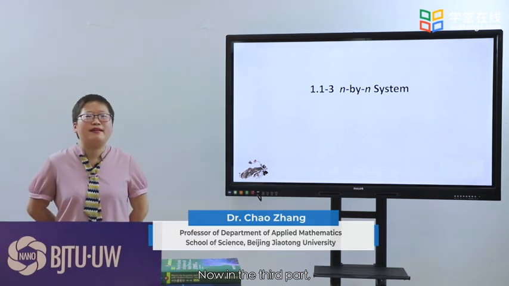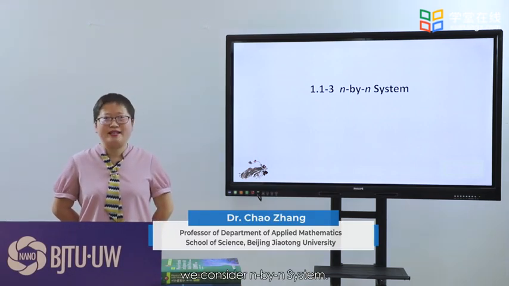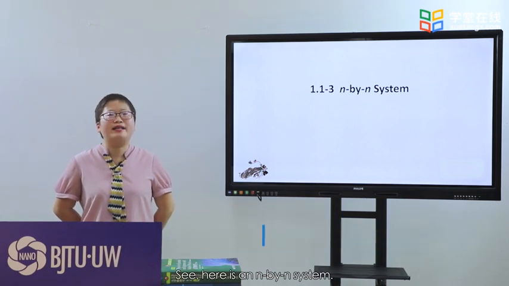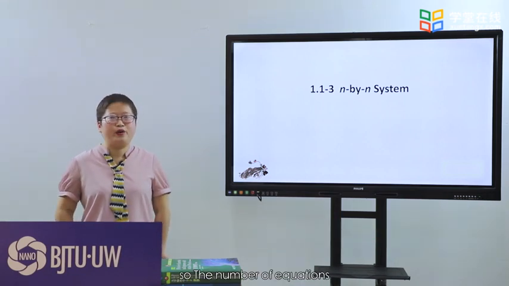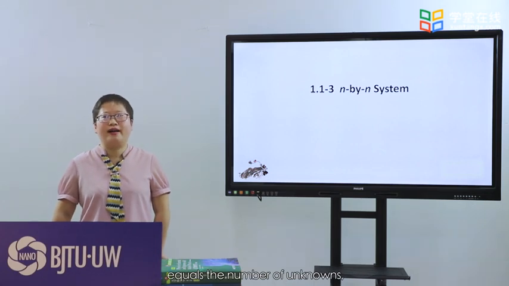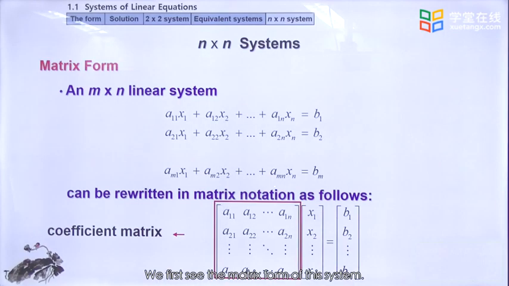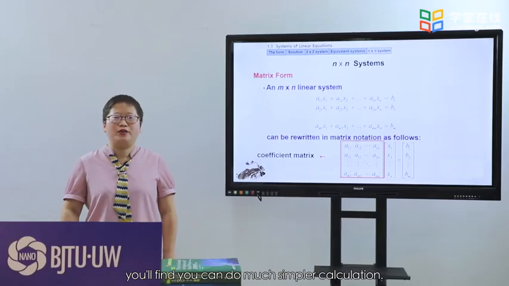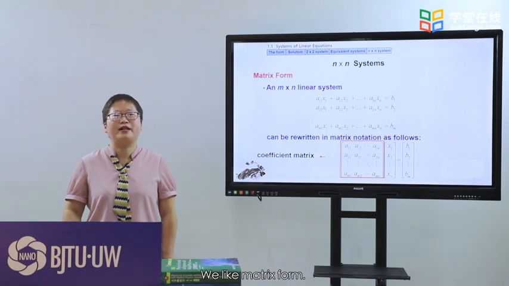Now, in the third part, we consider n by n systems. Here the number of equations equals the number of unknowns, the number of variables. So we first see the matrix form of this system. Before, we just looked at the original linear equations, and now we focus on matrix form, because if you use matrix form, later you'll find you can do much simpler calculation. So we like matrix form.